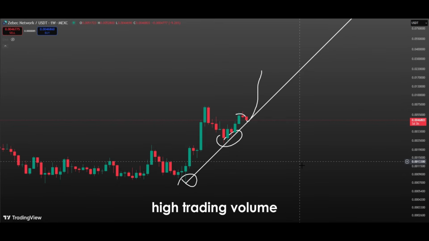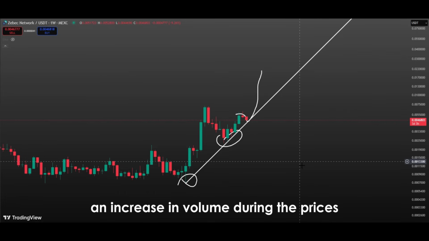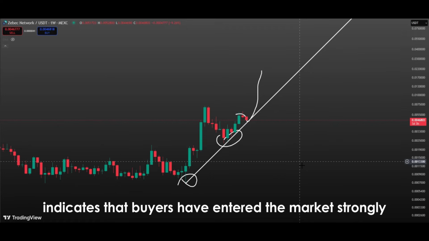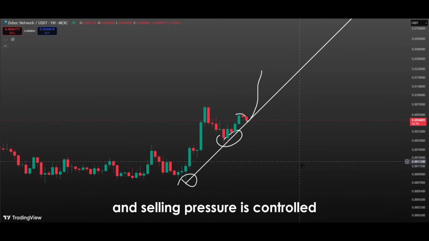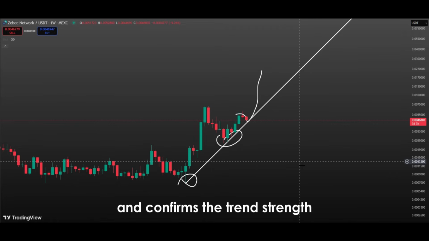High trading volume also enhances the effectiveness of such bounces. An increase in volume during the price's bounce from the trend line indicates that buyers have entered the market strongly and selling pressure is controlled. This supports the price reaching higher levels along the uptrend and confirms the trend's strength.